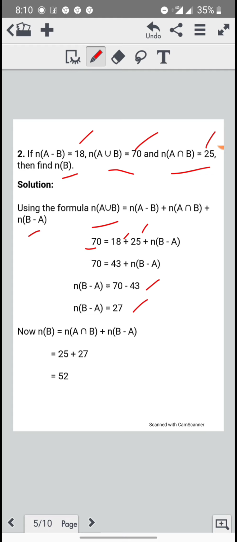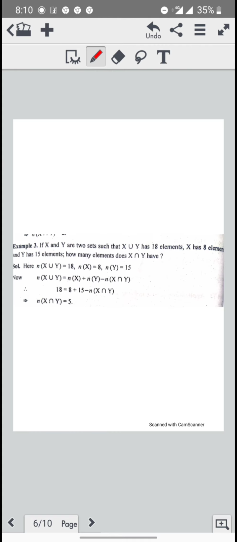Now n(B) is equal to n(A intersection B) plus n(B minus A). n(A intersection B) is equal to 25 plus n(B minus A) is equal to 27. n(B) is equal to 52, which is your required answer.